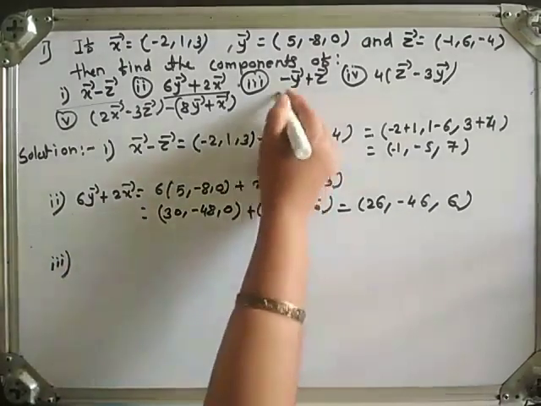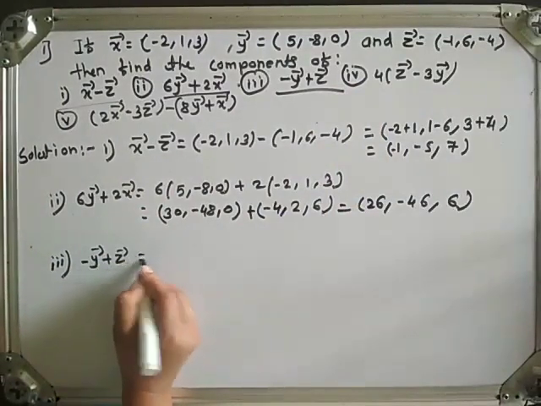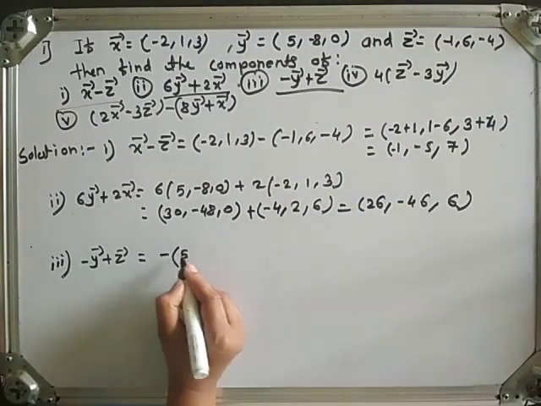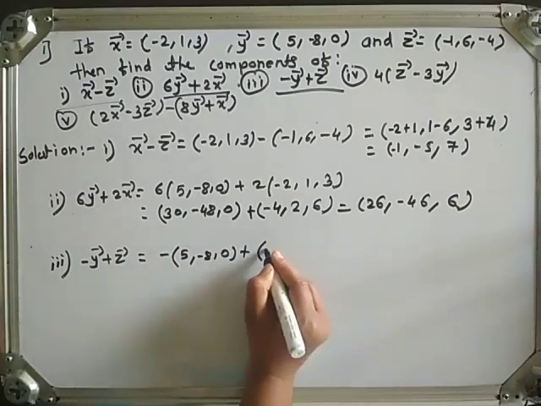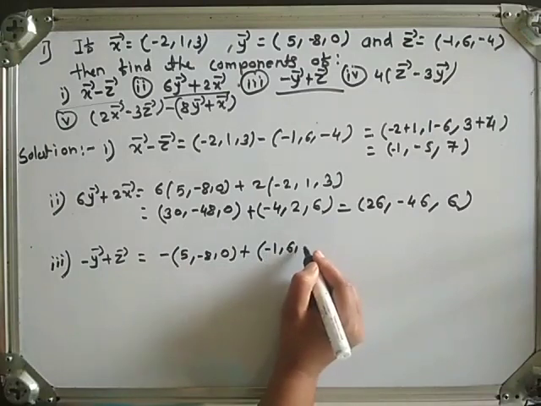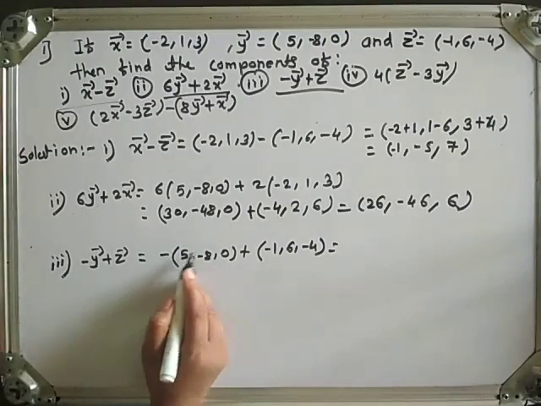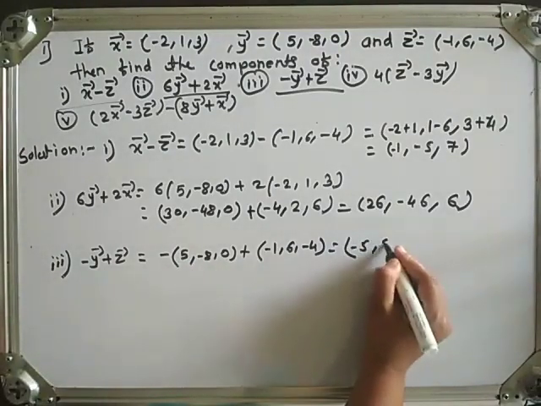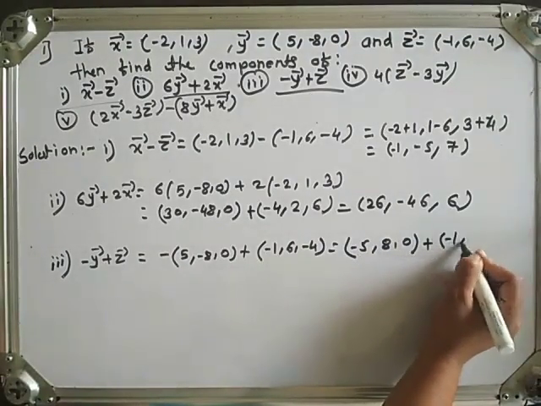Now we have to calculate the component of minus y bar plus z bar, which is equal to minus y bar plus z bar. Minus into y bar is vector 5, minus 8, 0, plus z bar is vector -1, 6, -4. First you have to multiply each component of y bar by -1. What we get? -5, 8, 0, plus -1, 6, -4.